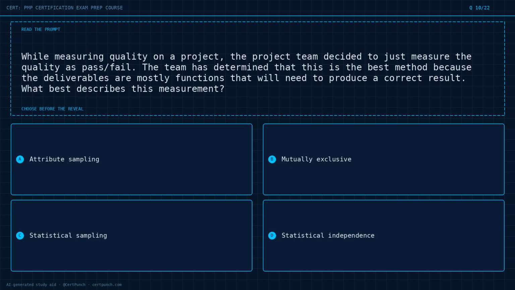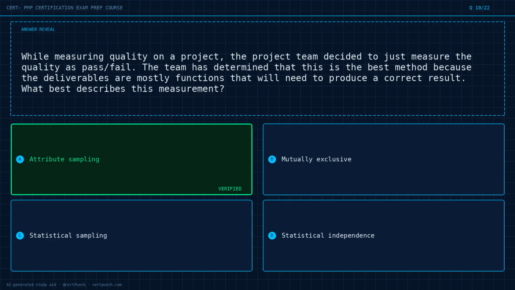Question 10 of 22. While measuring quality on a project, the project team decided to just measure the quality as pass-fail. The team has determined that this is the best method because the deliverables are mostly functions that will need to produce a correct result. What best describes this measurement? Option A, attribute sampling. Option B, mutually exclusive. Option C, statistical sampling. Option D, statistical independence. Lock in your pick before the reveal. Trust the read.